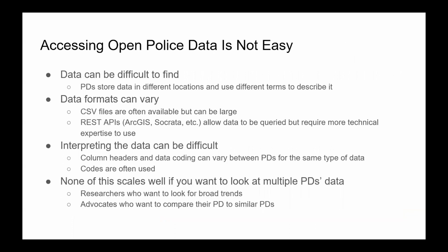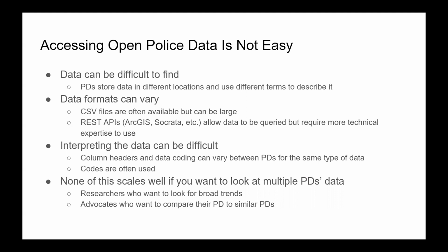But there are some difficulties with this, because it's different communities open sourcing their data. The data can be difficult to find because it's at the community level and they have different ways of releasing it. And because different communities are in charge of it, the data formats can vary. It could be ArcGIS, it could even be spreadsheets. And interpreting that data is difficult too, because different columns such as ethnicity can be labeled differently, depending on how the communities have decided to label their data. And none of this scales well if you're a researcher and you want to do comparisons across communities.